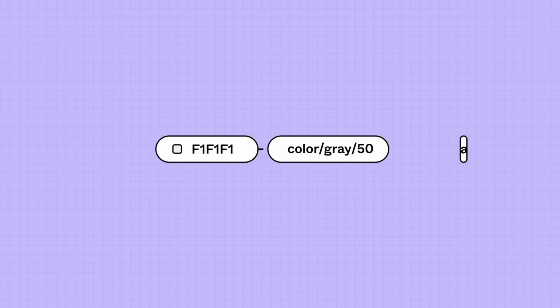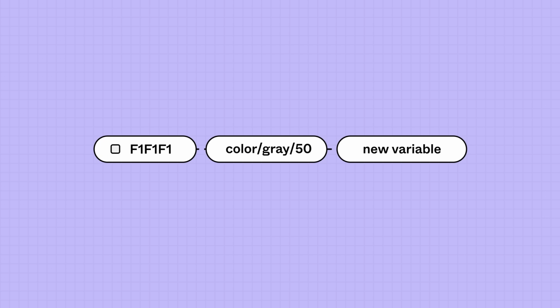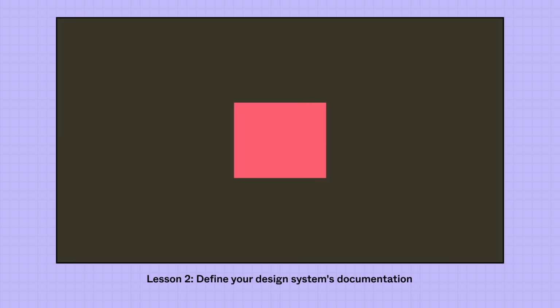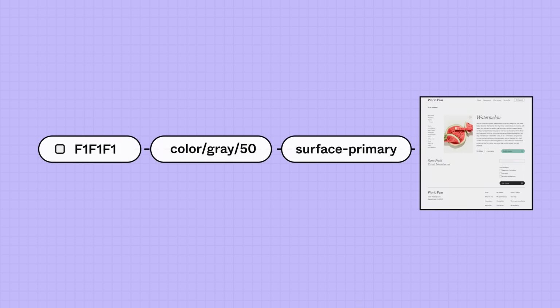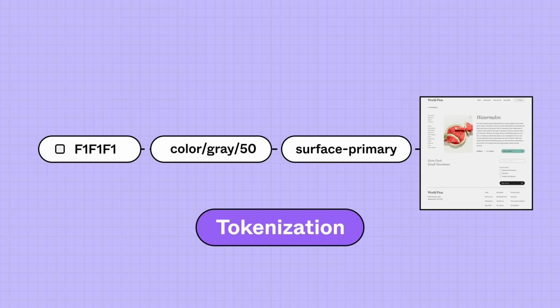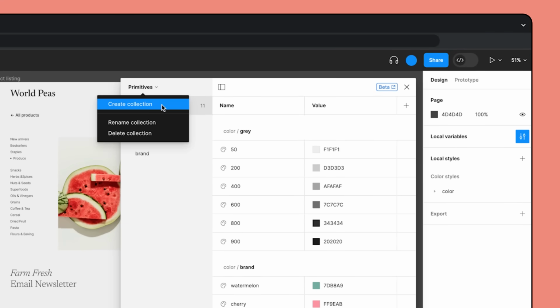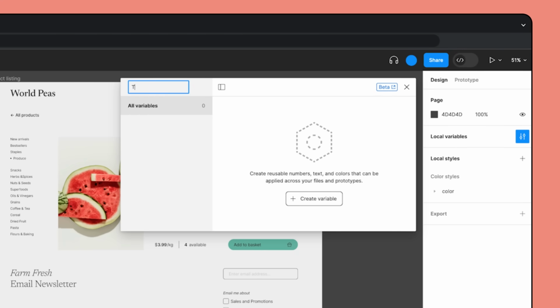Instead, we'll create a new collection of variables that reference the primitive values, give those variables semantic names, and use them in designs. To learn more about semantic naming, check out Lesson 2, Define Your Design Systems Documentation, from our Intro to Design Systems course. In software, this method of defining values by referencing other values is called tokenization. It's widely used because it helps maintain consistency in designs. You'll see why in just a bit. Open the collection dropdown and select Create Collection. We'll call this Tokens.